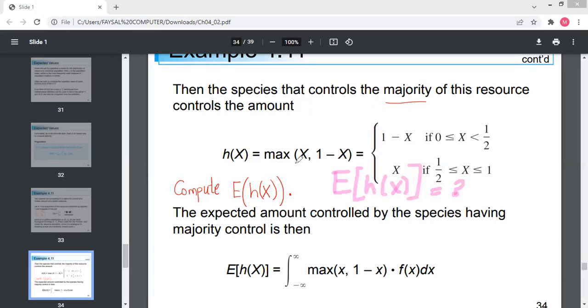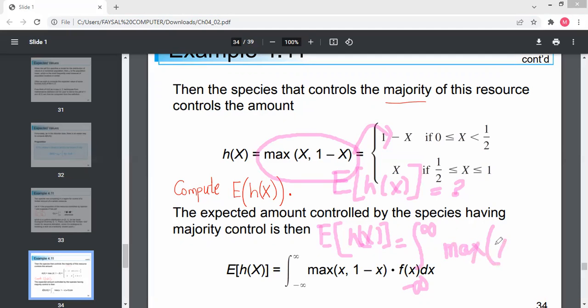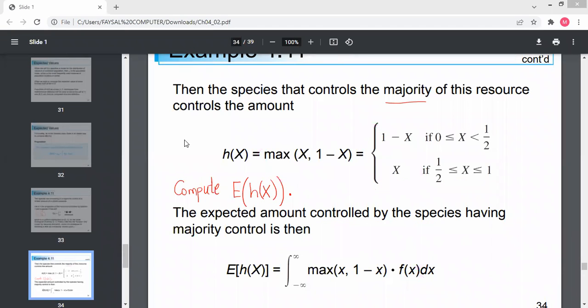Okay. So as we know, this value equals the integral of this one with the derivative of the function. So E of h of x will be the integral from negative infinity to positive infinity of max(x, 1 minus x) with f of x and d of x respectively. So this is the formula to find the value. Now we have to compute it in the formula.